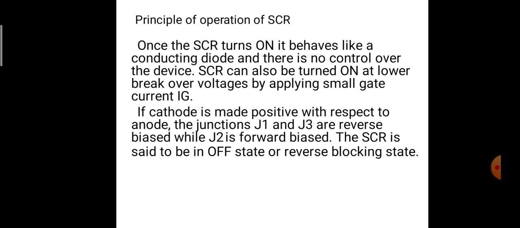If the cathode is made positive with respect to the anode, the junctions J1 and J3 are reverse biased while J2 is forward biased. The SCR is said to be in the off state or reverse blocking state.